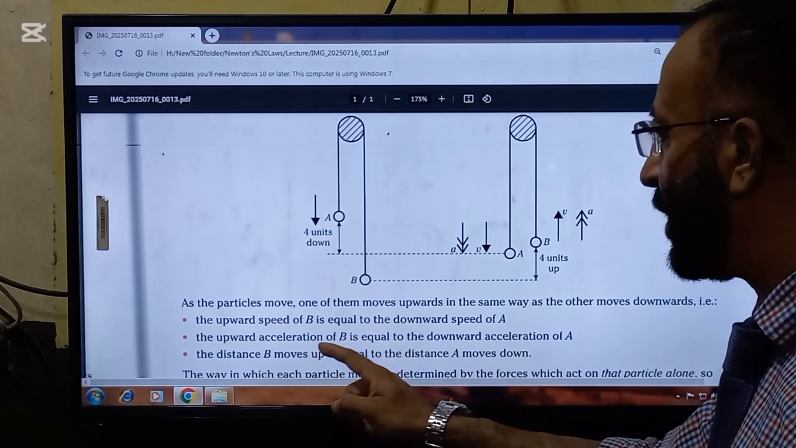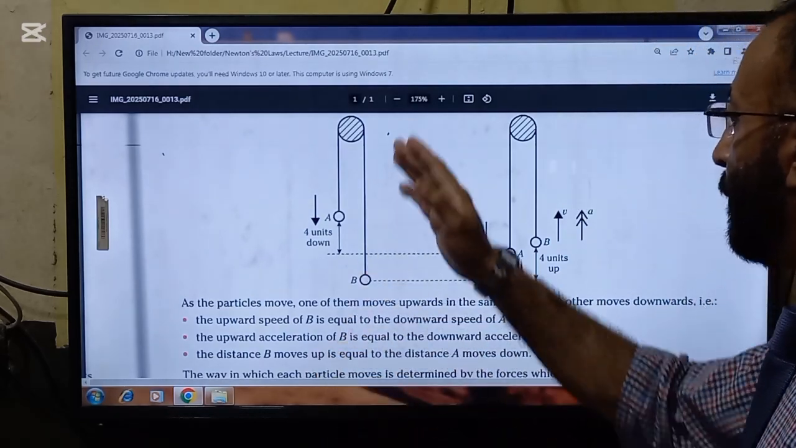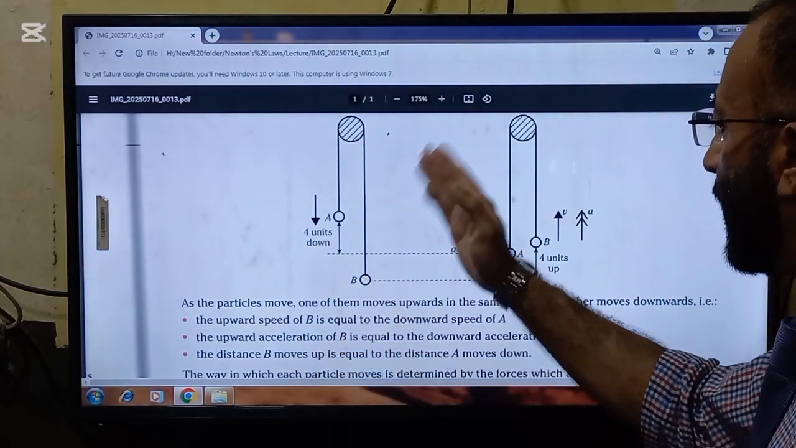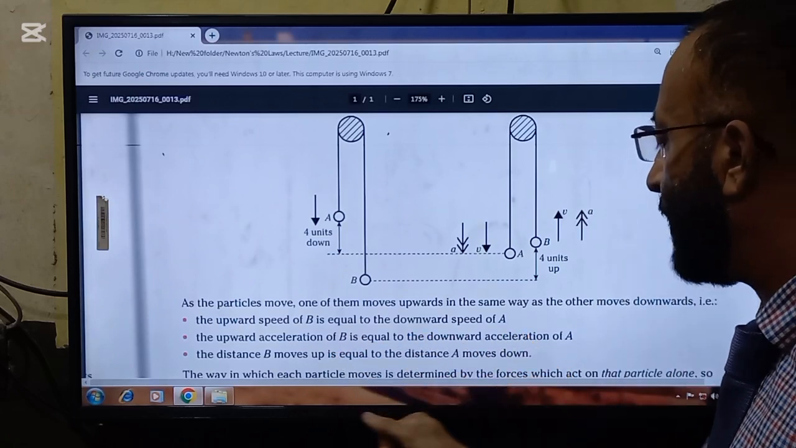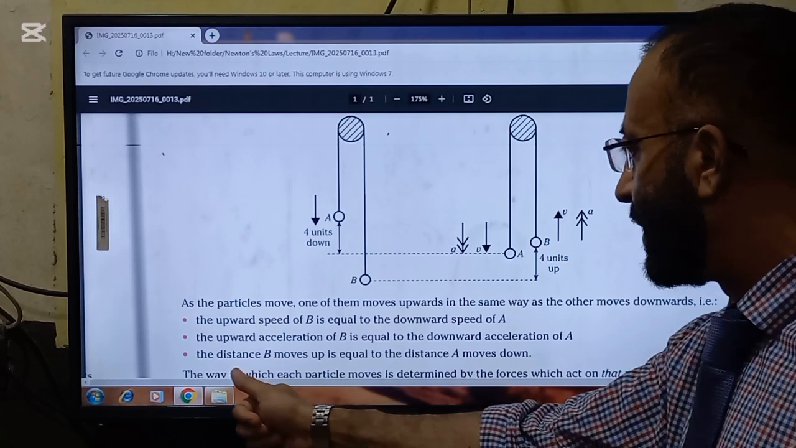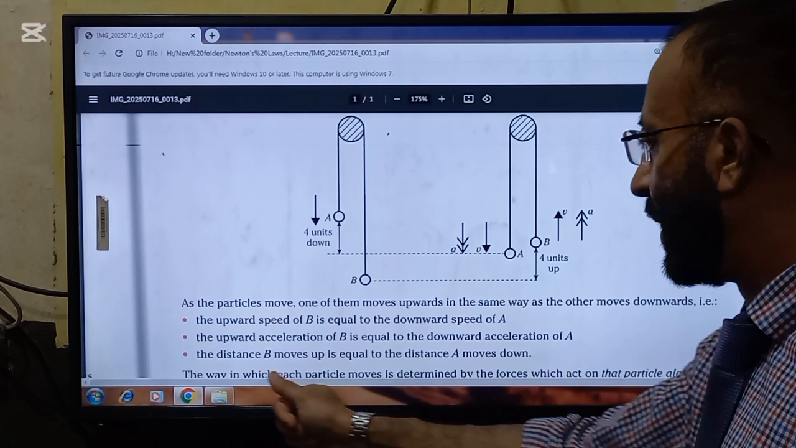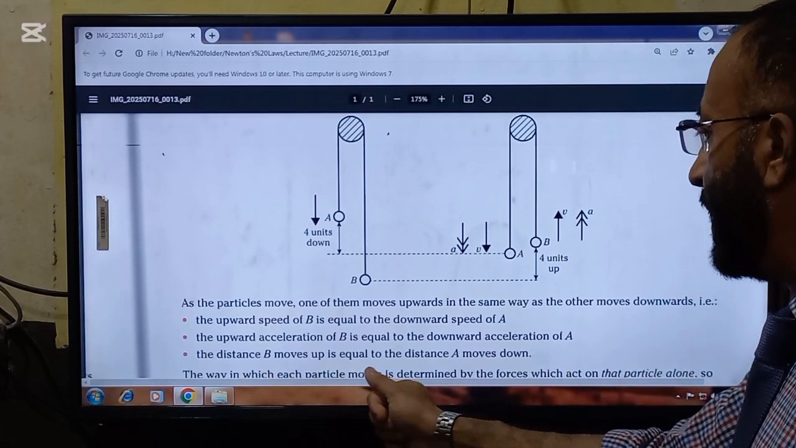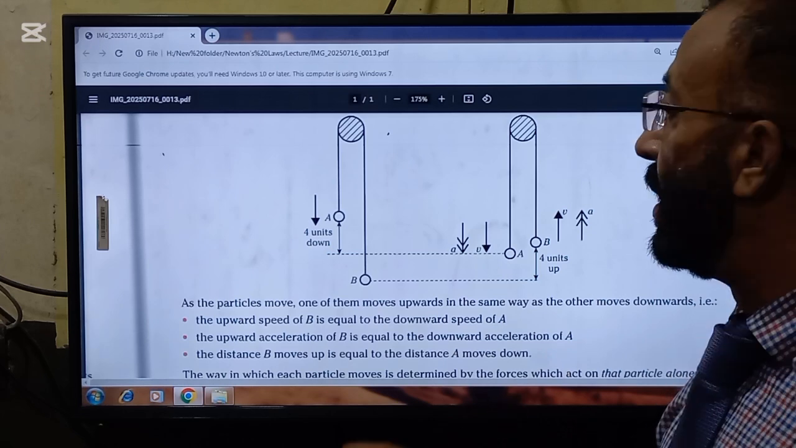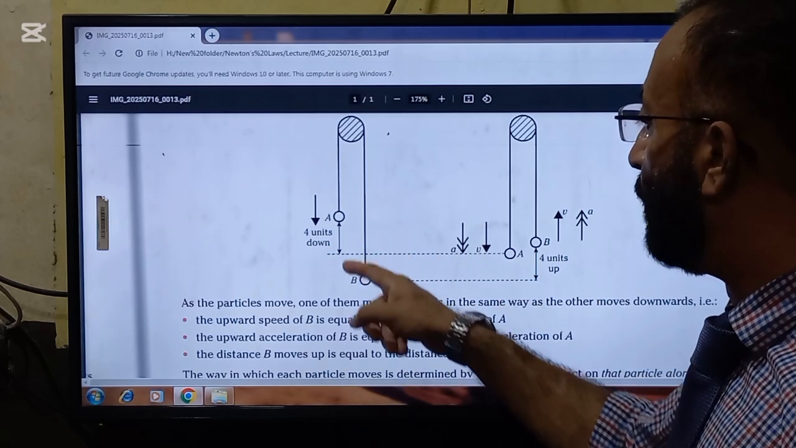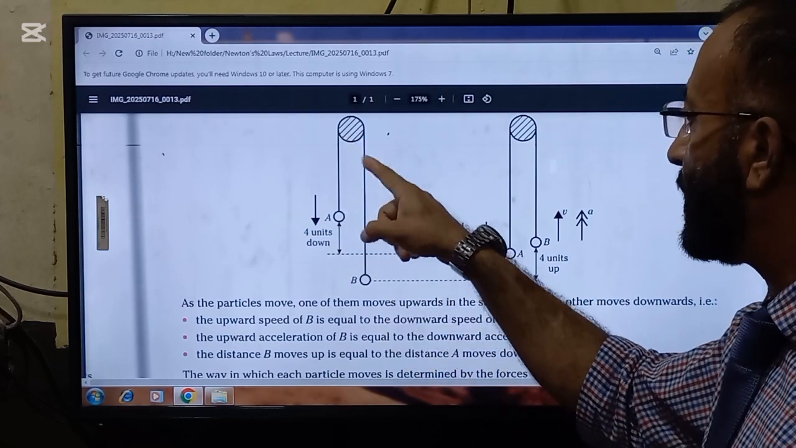So these are the deductions. So understand it and remember it. When one body moves downwards and the other upwards, the upward speed of body B is equal to the downward speed of body A. This is one rule. Second, the upward acceleration of B is equal to the downward acceleration of A. And the third is the distance B moves up is equal to the distance A moves down. So first, remember these three rules. These will be applied when two bodies are connected through an inextensible string passing over a smooth pulley.